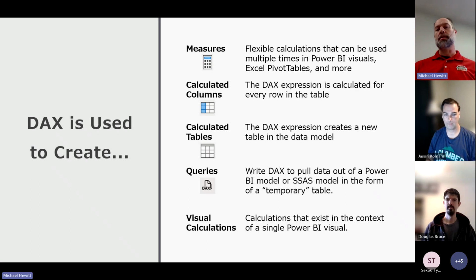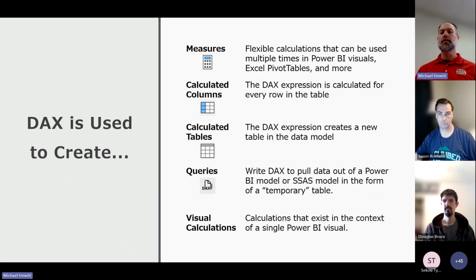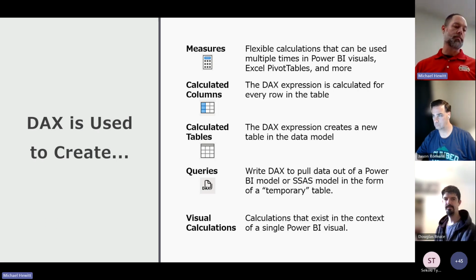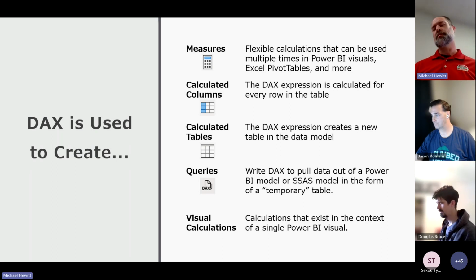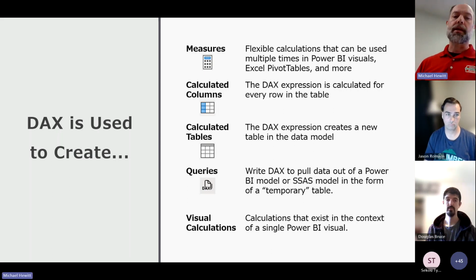The first and probably most common place you're going to work with it is by writing measures. Measures are flexible calculations that can be reused all over your model. So if you're building a Power BI model and you write some DAX measures, you can use that measure across all kinds of different Power BI visuals as many times as you need to. Of course, at some point, if you do it too many times, you may crash things, but I think that's common sense.